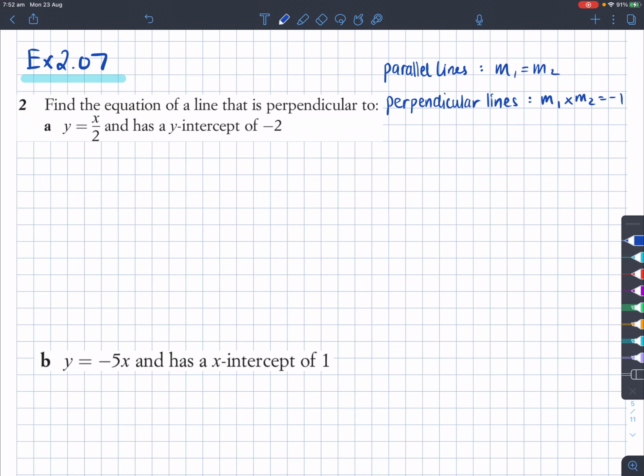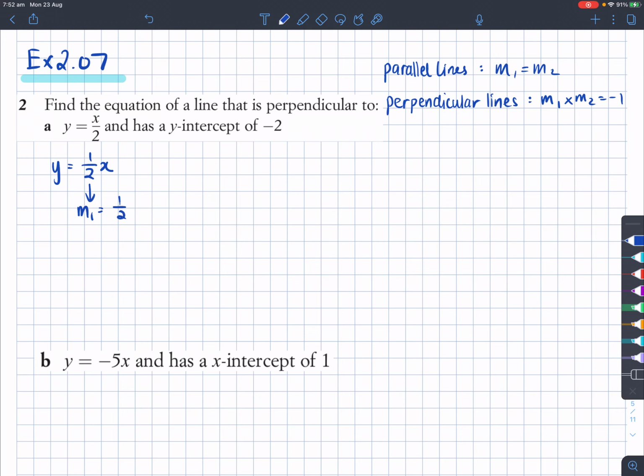Let's revise how to actually draw this line first. Whilst this is not needed, it's good to see what the context is before we do everything algebraically. If we have a look at the equation, x over 2 can be written as half x. They mean exactly the same thing. So in this case, m1, the gradient of this line, is half.